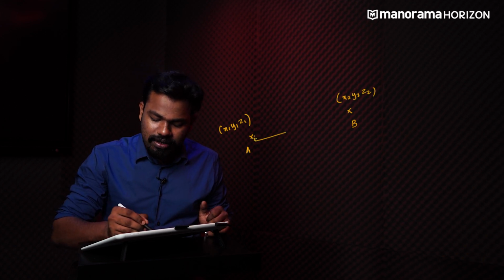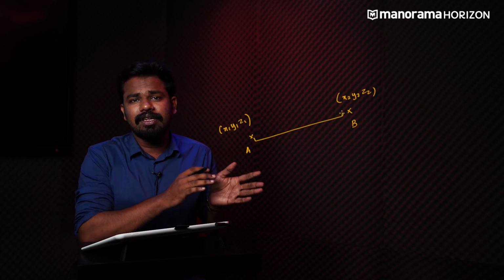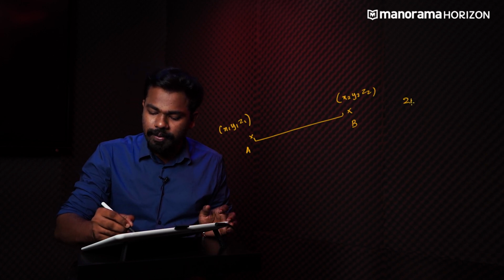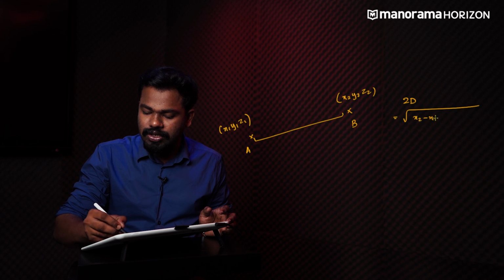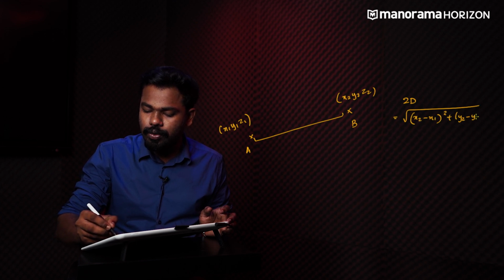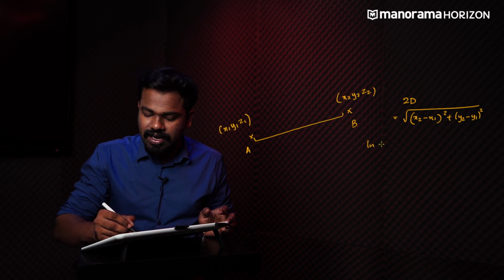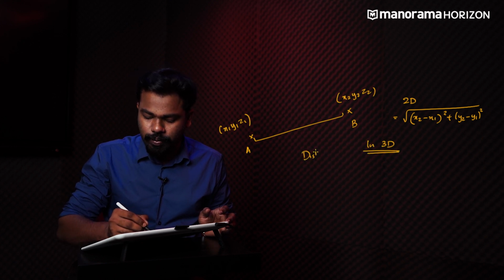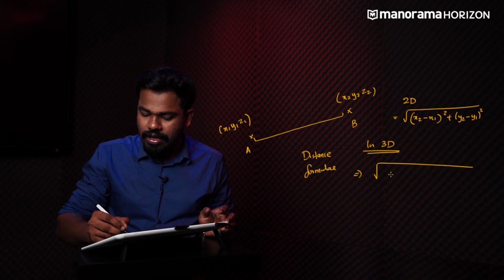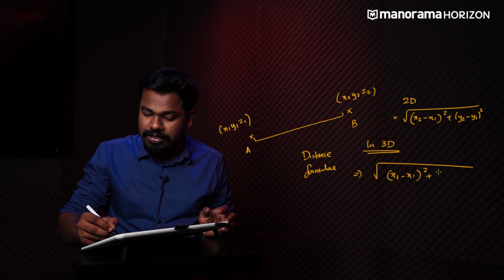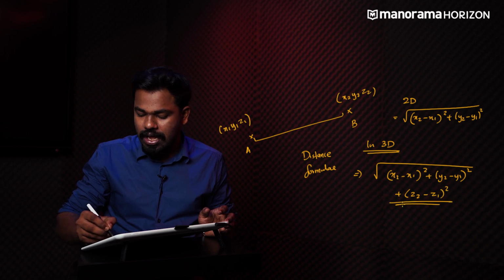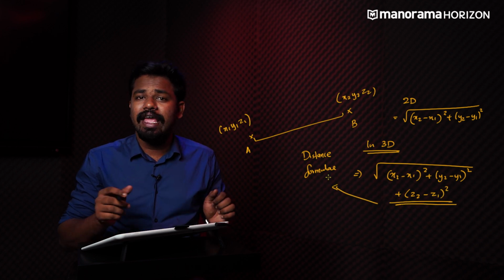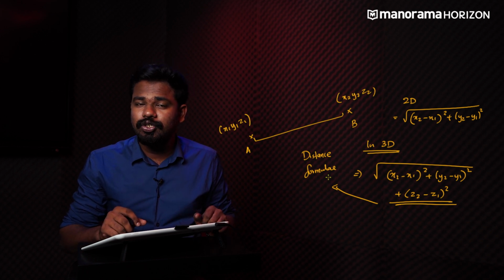So the distance between these 2 points, A and B, AB, is nothing but the same as that we have studied in 2D. In 2D, what is the formula? It is root of (x2 minus x1) the whole square plus (y2 minus y1) the whole square. Now in 3D, since there is an extra coordinate, the distance between the 2 points, that is the distance formula, is nothing but root of (x2 minus x1) the whole square plus (y2 minus y1) the whole square plus (z2 minus z1) the whole square. So this gives us the distance between the points A and B in 3-dimensional geometry. I hope you have understood what is the distance formula in 3D.